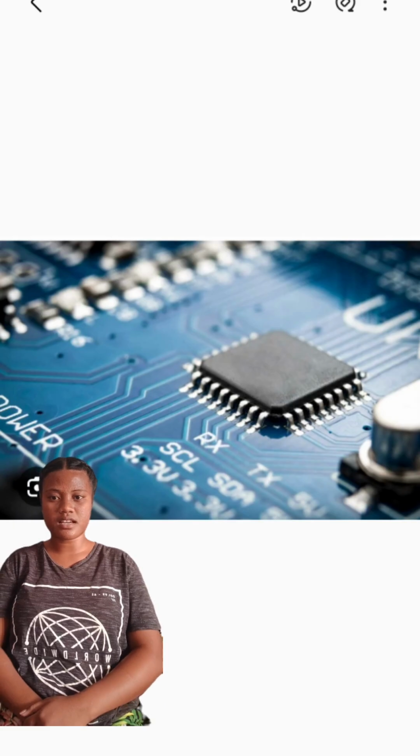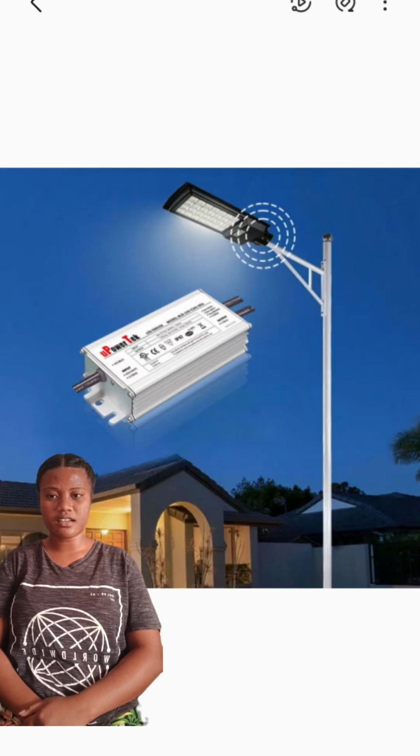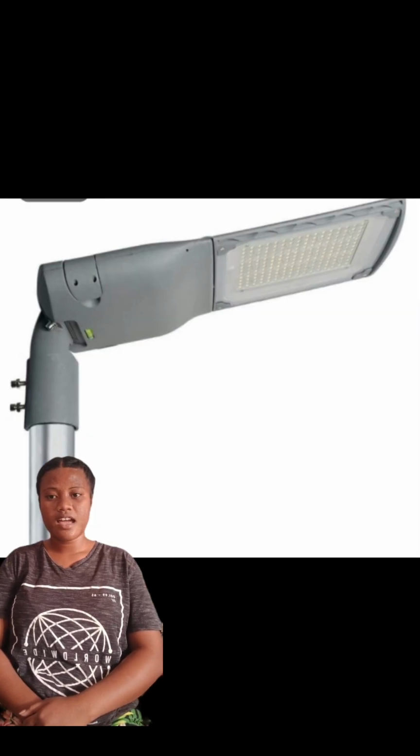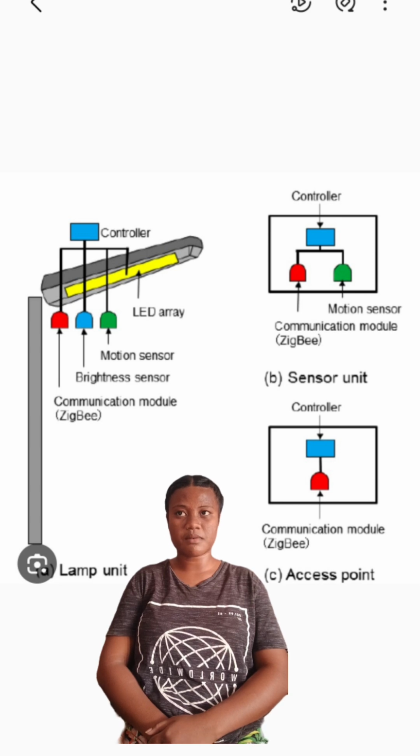There are a few components in the street light. The main components are the microprocessor, light sensor, relay, driver circuit, street light LED, and lastly, the power supply. Those components are very important in the smart street light.